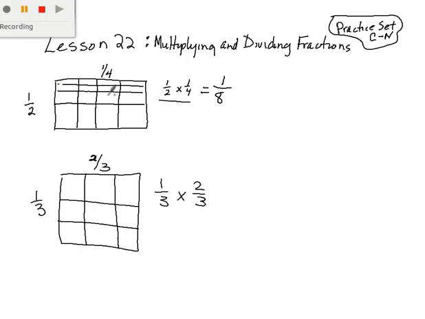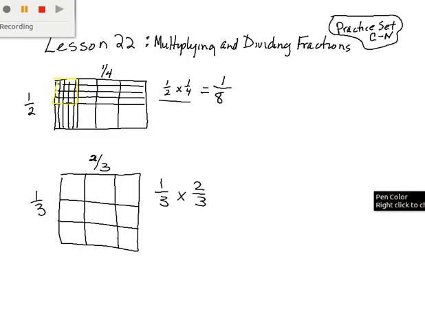put horizontal lines through 1/2 of the picture. To show 1/4, put vertical lines through 1/4 of the picture, and look where there are double hatch marks. The double hatch marks are right here, and that represents 1/8 of the picture. So when they ask you to model, make sure you're drawing something like this.